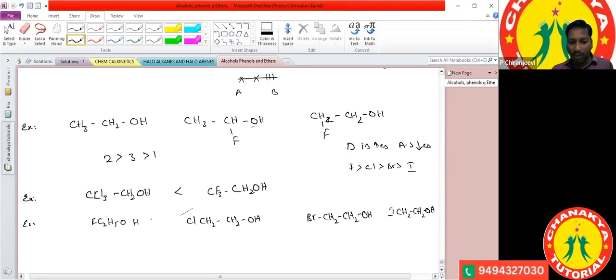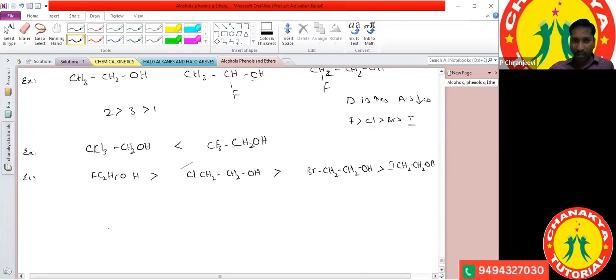So which one is more acidic? Fluorine is more acidic, after that chlorine, after that bromine. Because the electronegativity decreases. If the electronegativity decreases, the acidic strength also decreases.